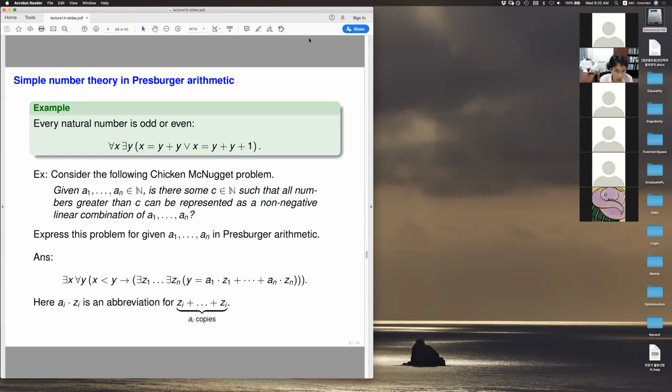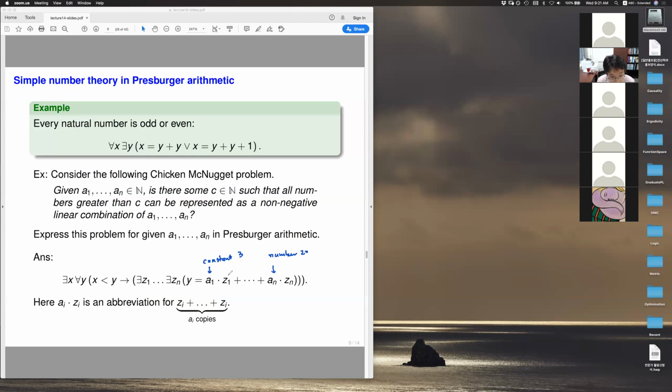And then you might wonder, I said that in Presburger arithmetic, we can't really express multiplication. So how come we can have the multiplication? The important bit is that this a1 is a constant. It's not a variable, like number 3. And an is another constant, like number 20. So if we have a multiplication and one of them is a constant natural number, then we can actually express it in terms of additions.